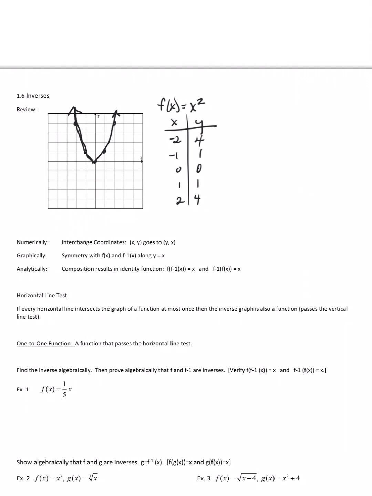Now what happens though, if I take the inverse of this function, and that's how we note it, the x and the y coordinates interchange. So -2 and 4 will switch. So x will be 4, y will be -2. X will be a +1, y will be -1. 0, 0, not much change there. 1, 1, not much change. And then 4 and 2 switch places. So this becomes like this. So I want you to look at what happened. My parabola turned, didn't it?